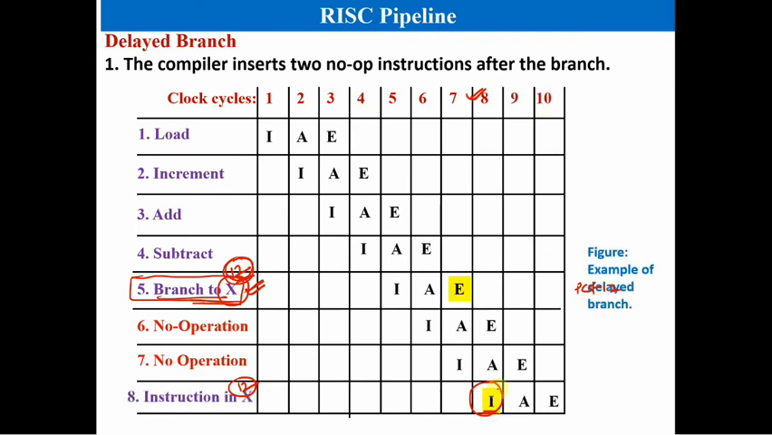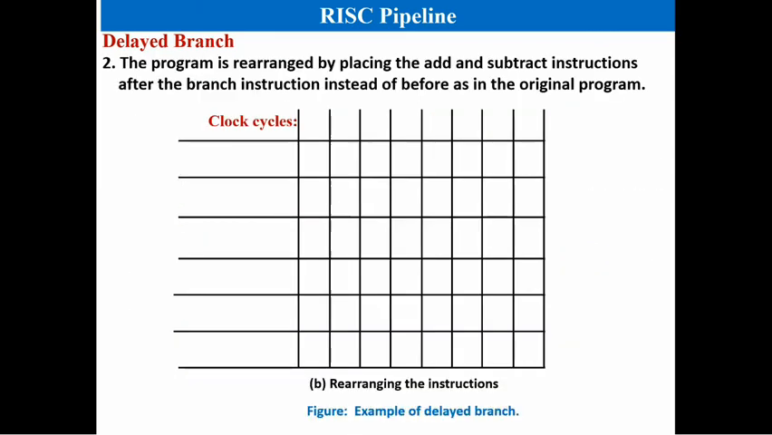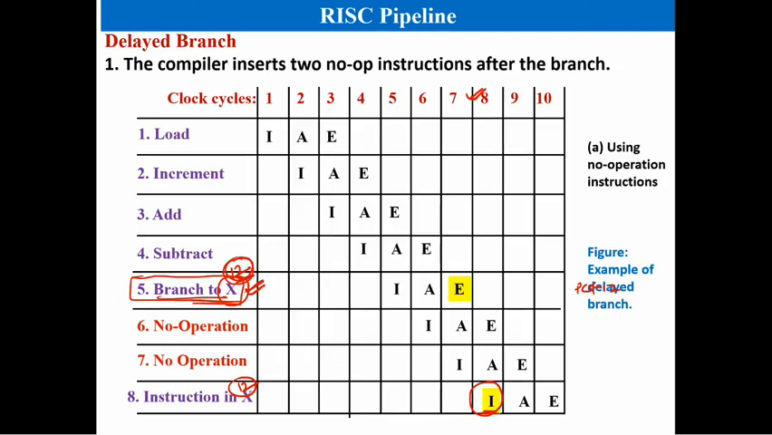Now here you observe the space time diagram. In the space time diagram, for execution of these 6 instructions, it uses 10 clock cycles. It is wasting clock cycles by inserting no operation instructions. And there is another solution, which is to reorder the instructions. The program is rearranged by placing the add and subtract instructions after the branch instruction. Why? Because previously we inserted two no operation instructions.